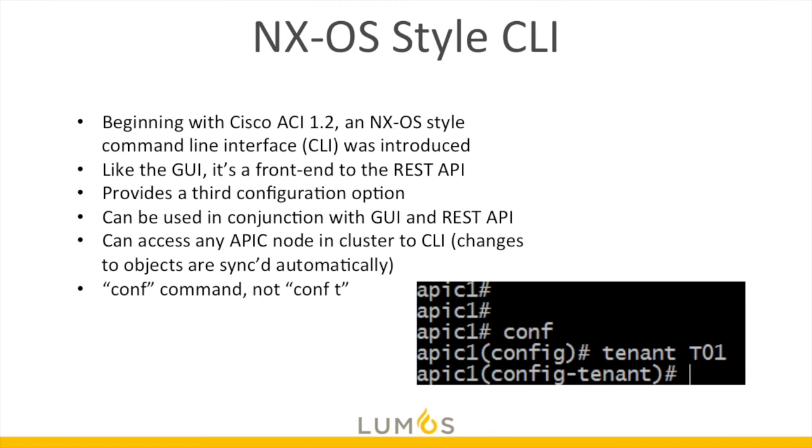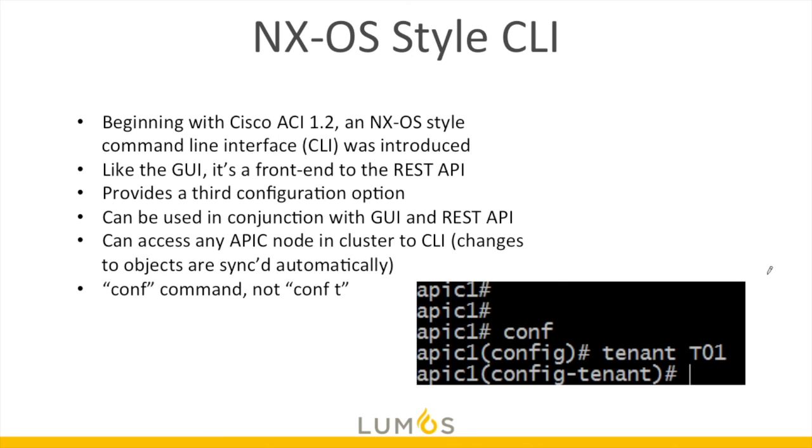And finally, as of 1.2, an NXOS style CLI was added to ACI. So like the GUI, it's a front end for the REST API. It provides a third configuration option. So we have the GUI, we have the REST API, and now we have an NXOS style CLI. You could use it in conjunction with the GUI and the REST API. Just because you do a configuration with one doesn't mean you're locked out of doing configurations with the other. And you can log into any active APIC node in the cluster to do this. And the configurations are synced automatically.